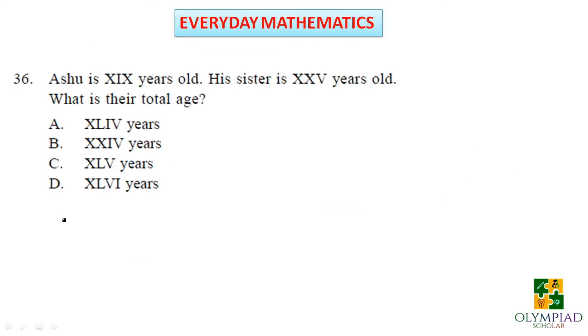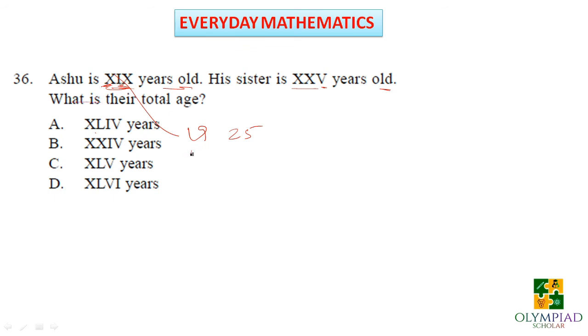So the next question is from the section everyday mathematics. Okay, so let's read the question first. Ashu is XIX years old. So what is XIX? XIX is 10 and 9, 19. He is 19 years old, and his sister is XXV years old. XXV is 25 years old. What is their total age?